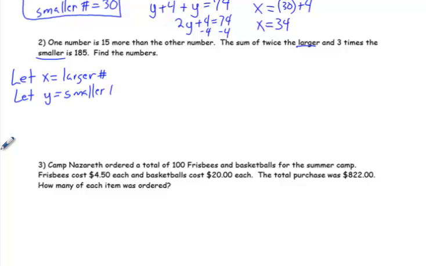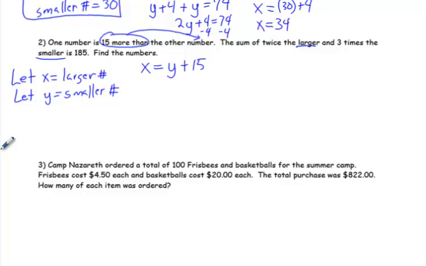You want to switch that up? You can do that, okay? But we need to define them. All right. So one number is 15 more than the other number? Well, obviously the larger number is more than the other number. So the larger number, x, is 15 more than, remember that always comes after, more than what? Well, it's got to be more than the smaller number, which is y. So x equals y plus 15.